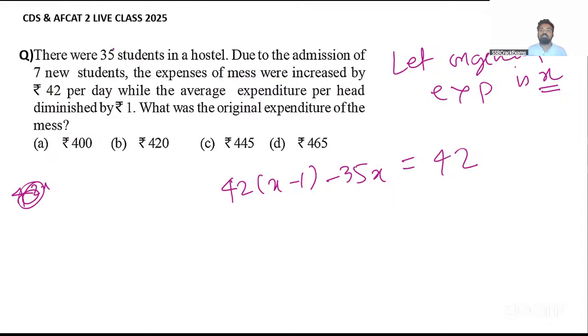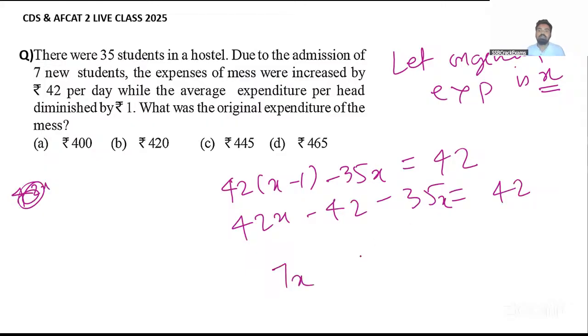initially when the expenditure was X only, there were only 35 students. The total increment was 42 only. So 42(x minus 1) minus 35x is 42. So it is 42x minus 42 minus 35x is 42. So from here you can guess that 7x is equal to 84. So x is equal to 12. X is equal to 12.